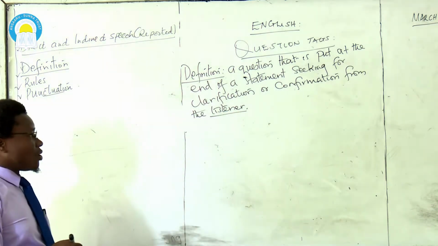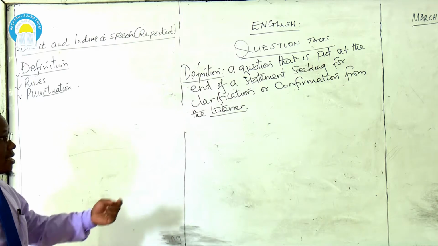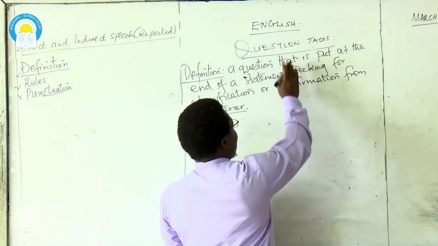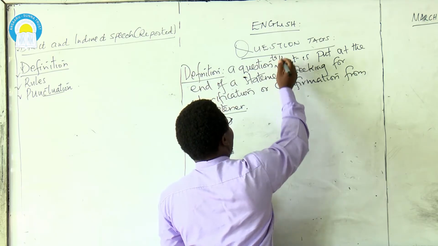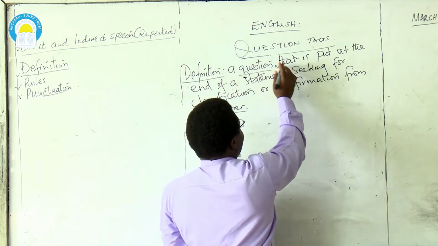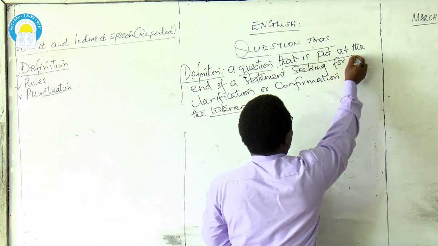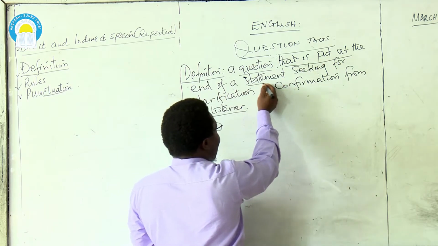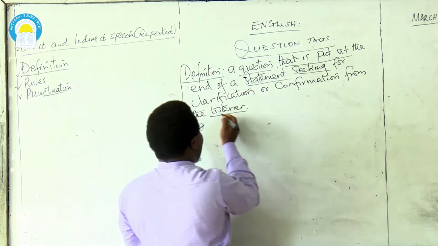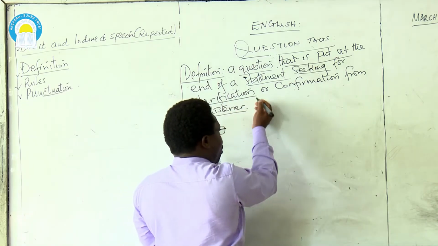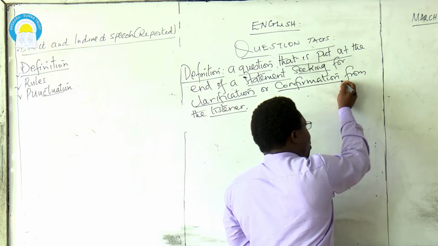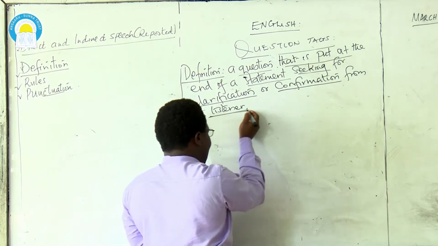The definition of a question tag is that a question tag is a question that is put at the end of a statement seeking clarification, viewers, or confirmation from the listener.